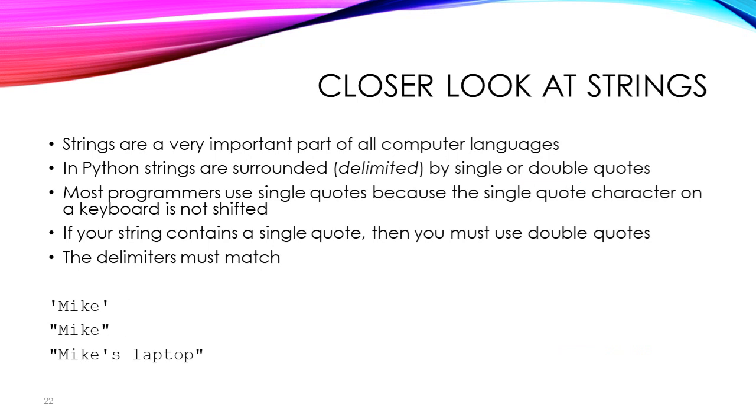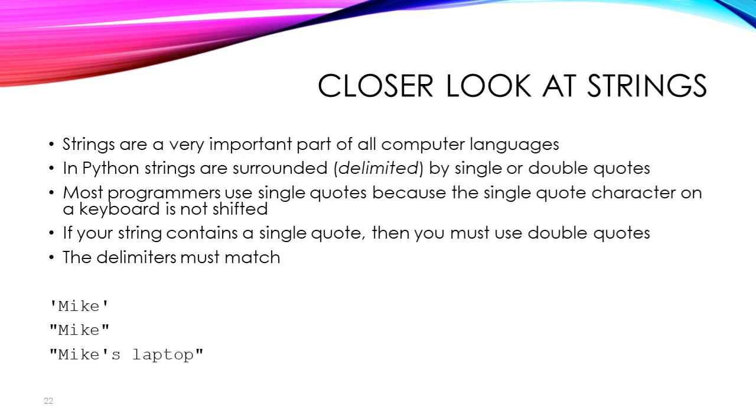Okay, we're going to be doing a lot with strings, so let's take a closer look. Strings are a very important part of almost all computer languages. And in Python, like most of the other programming languages, strings are surrounded, and the correct word is delimited, by single or double quotes. Now, if you look at your keyboard, most of the time you will see that the single quote is an unshifted key. So most programmers use single quotes.